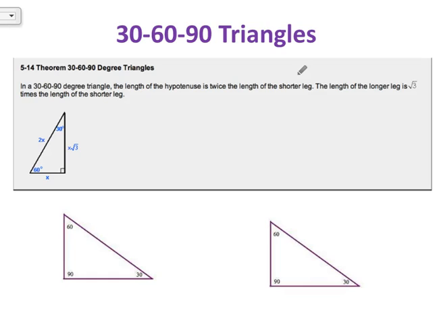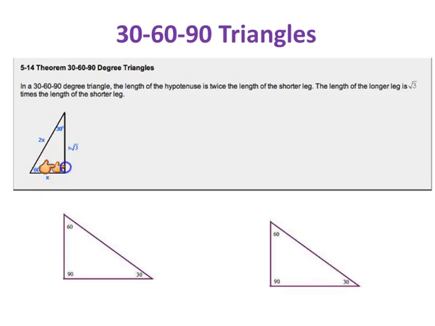30, 60, 90 triangle patterns aren't as straightforward as the 45, 45, 90, because in the 45, 45, 90 we had 2 of the same angle measurements, whereas here all 3 angles are going to be different. So please make sure when you are solving 30, 60, 90 triangles that you're really paying attention to the location of the angles. Here's the pattern that you're always going to get.